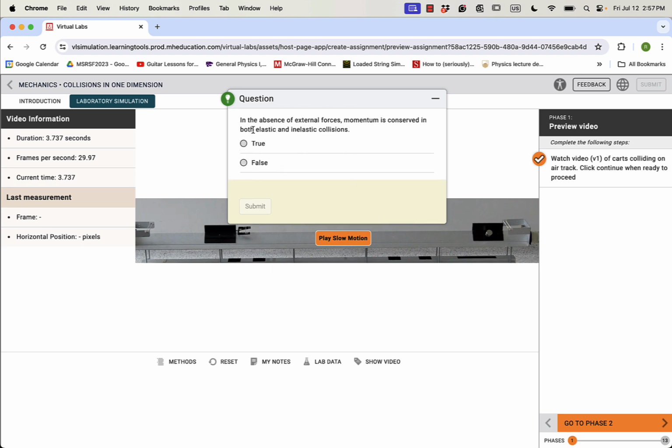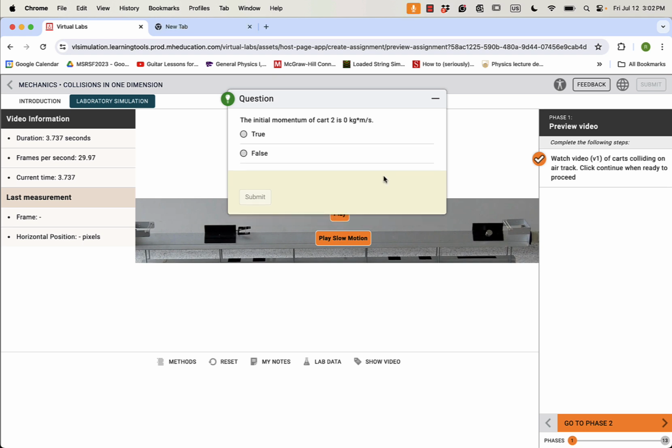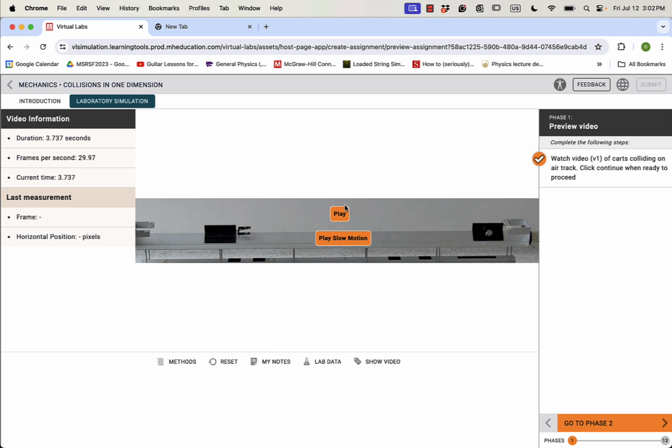So it's asking, in the absence of external forces, momentum is conserved in both elastic and inelastic collisions, true or false? So I'll let you guys answer that question. Here's another question. In the absence of external forces, kinetic energy is conserved in both elastic and inelastic collisions. You need to say if it is true or false. So you can decide that. So the next question is again true or false. The initial momentum of car 2 is 0 kg meters per second. After answering those questions, now you can go to phase 2.